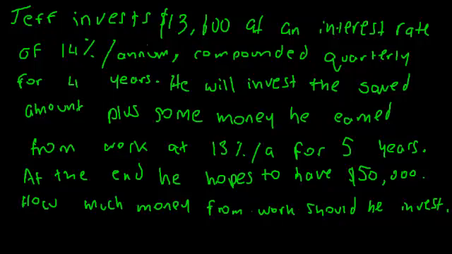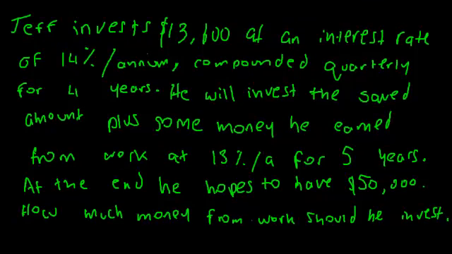Alright, so this question is not too difficult, but it's lengthy in a way that you have to do multiple steps to find the answer. The question says, Jeff invests $13,600 at an interest rate of 14% per annum, compounded quarterly for 4 years. He will invest the saved amount plus some money that he earned from work at 13% per annum for 5 years. Then he hopes to have $50,000. So how much money should he invest from work?